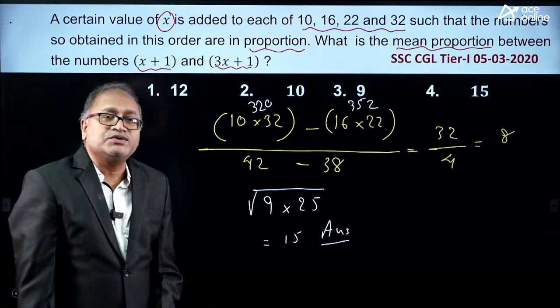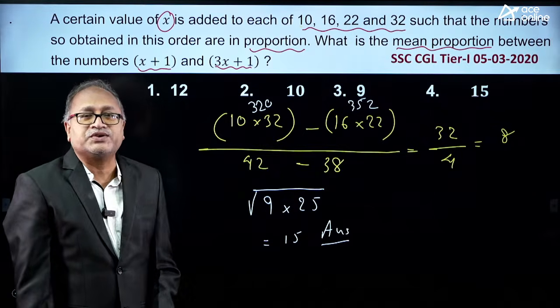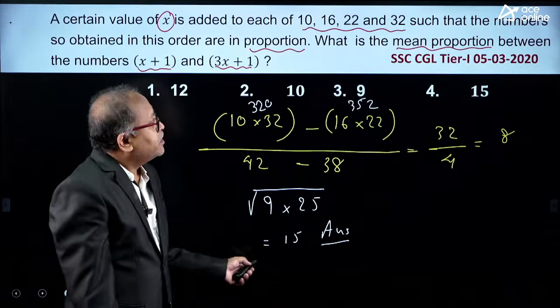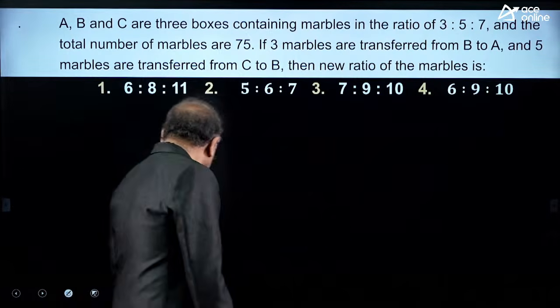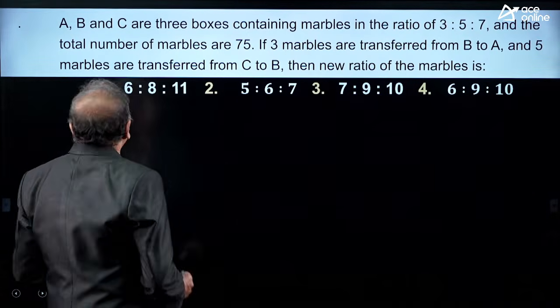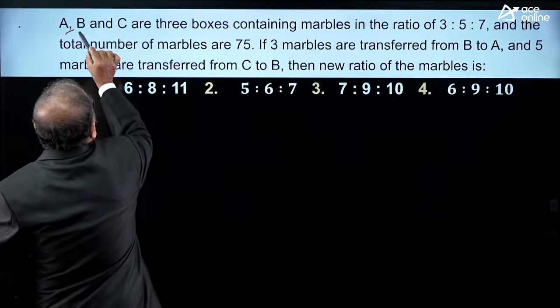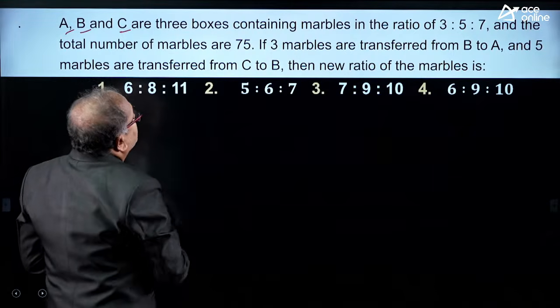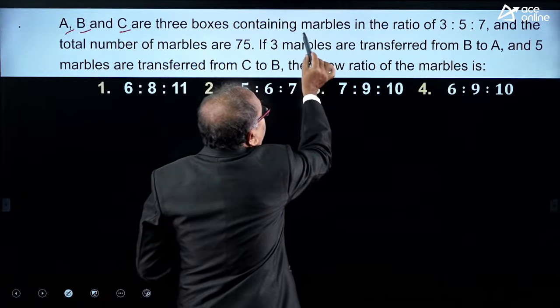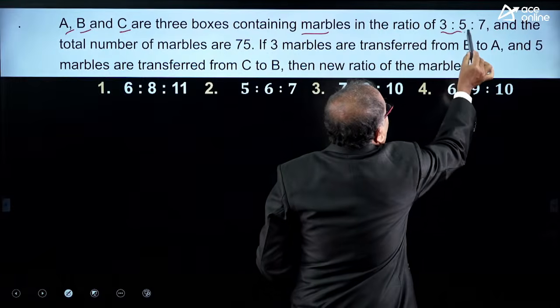Let me see all the questions. Will you be able to answer, Mr. Ganesh? Ms. Anusha, let's take this one. So what is the question here? That is, A, B and C are 3 boxes containing the marbles in this ratio.